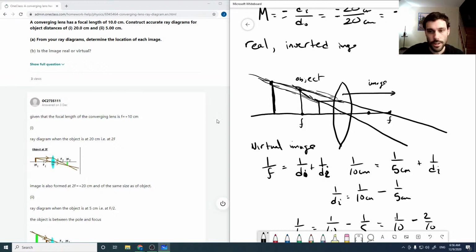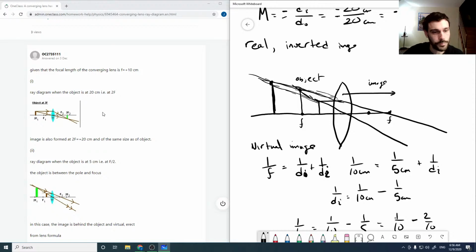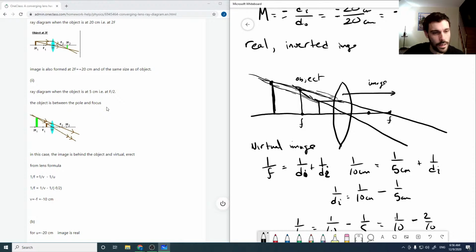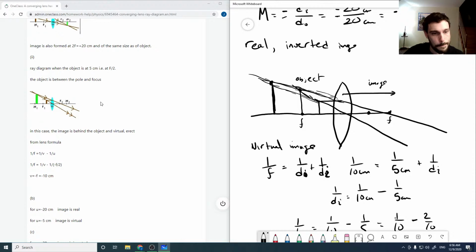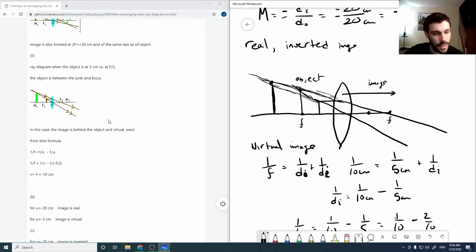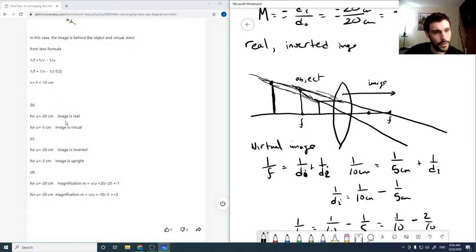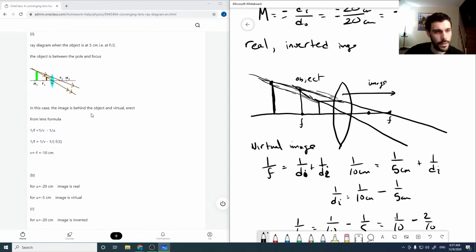Okay, so checking through this. Here's our ray diagram, and there's the ray diagram for 5 centimeters, which makes it look, for me, like it was at 2 times f, but if we calculate it, for the first one, it's real. For the second one, it's virtual. Their signs are going all over the place. They're obviously using the negative version here. Oh, okay, I see. So they're getting, oh, there it is there, okay.